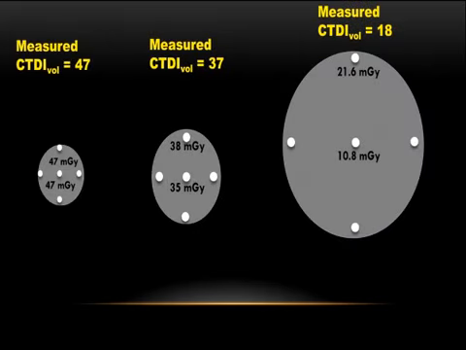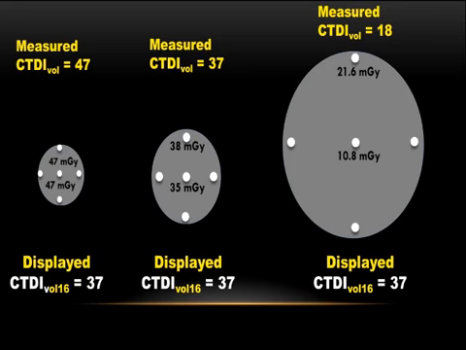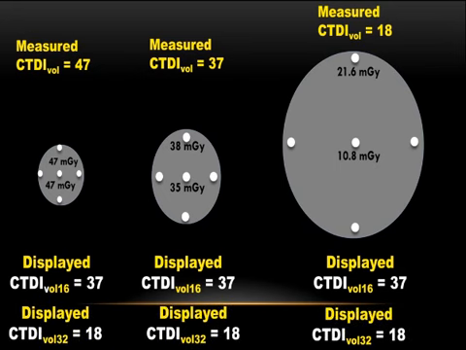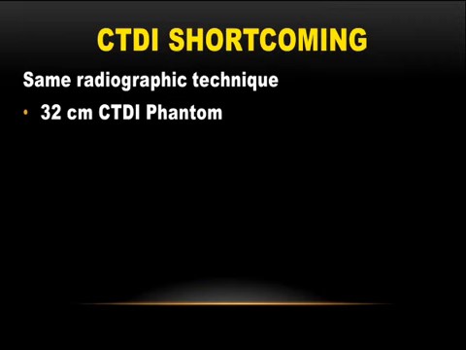So let's go back to that experiment. What will the displayed CTDI vol values be? Well, if the scanner is displaying the CTDI vol based on the 16 centimeter phantom, for all 3 sizes of patients that are represented here, we're going to get 37 milligray, because CTDI vol is defined to a phantom size, not a patient size. And if we use the 32 centimeter phantom, we're going to get 18 milligray.